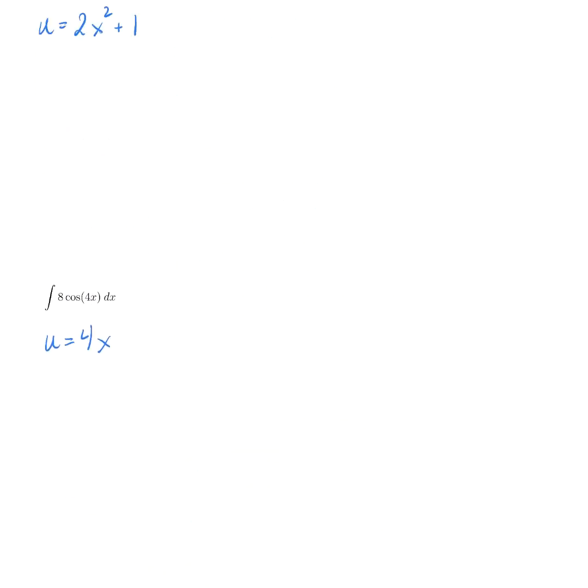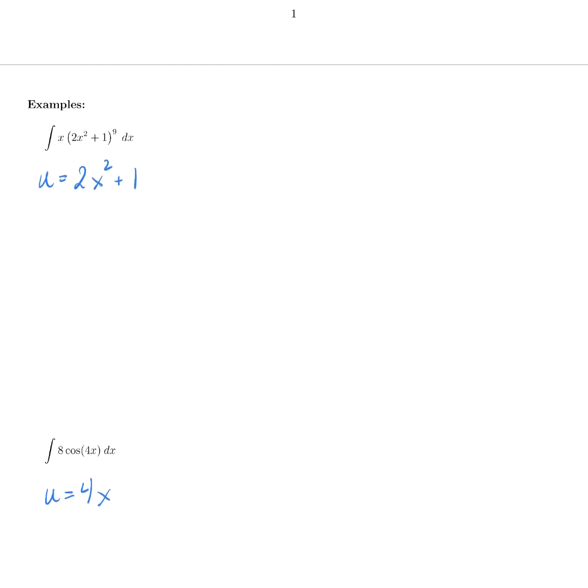Okay, let's go back up now and walk through these, now that we've seen that we look for the function that's inside of another function as our choice for u. So in this example, du: the derivative of 2x squared is 4x, the derivative of 1 is 0, so it's 4x dx.